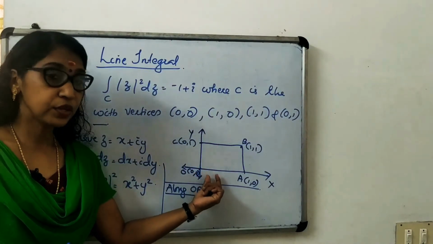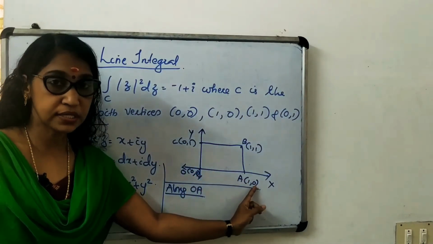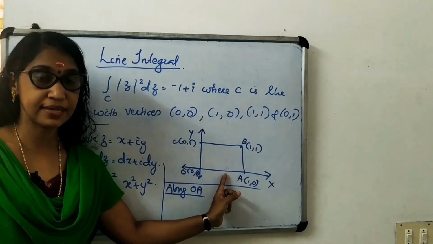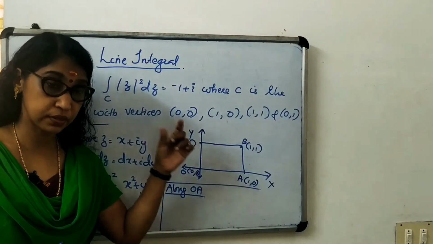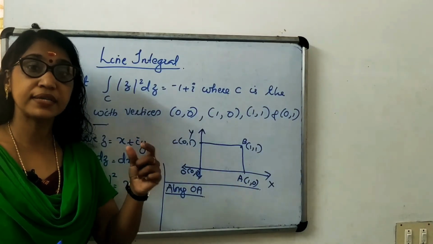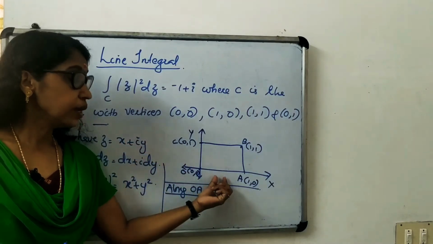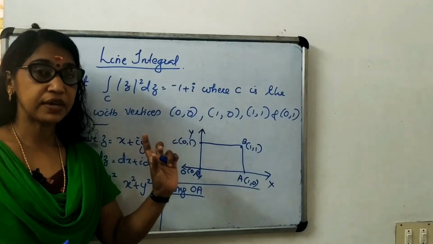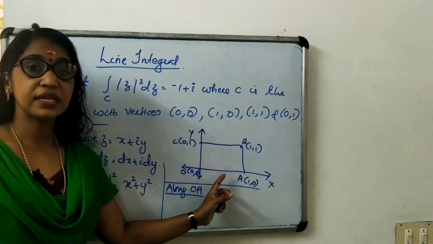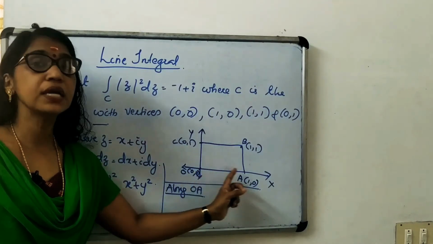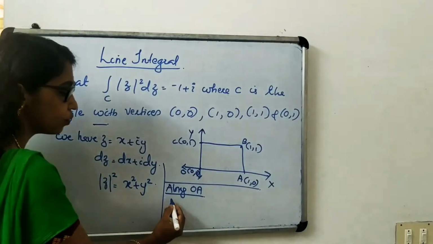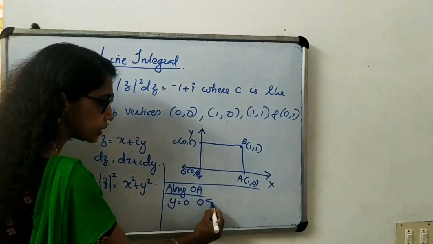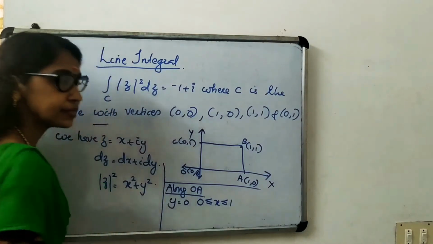In OA we know that y is a constant. There is no change in y. Y is equal to 0 because this is the x-axis. The equation of the x-axis is y equal to 0. Y didn't vary. So the variation is for x. X varies from 0 to 1. So along OA we have y equal to 0 and 0 less than or equal to x less than or equal to 1.